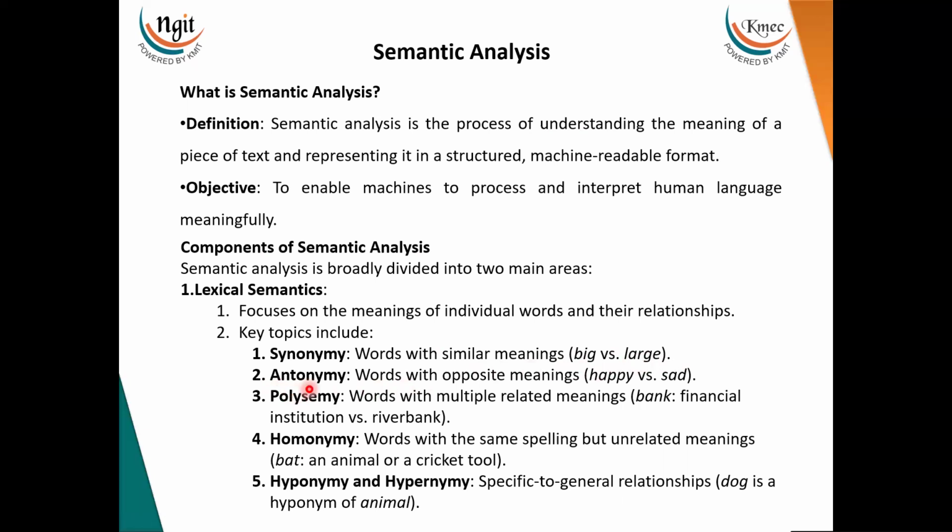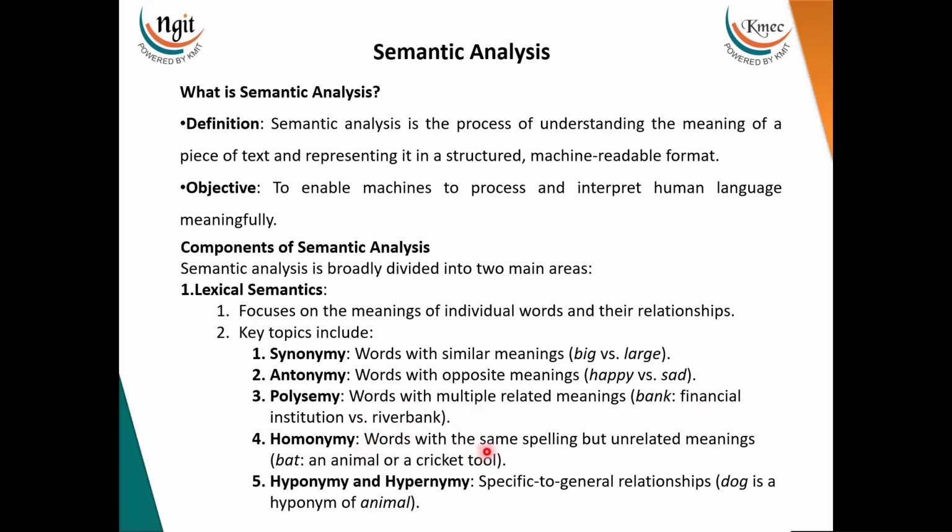And second is antonymy. Words with opposite meanings, we call them antonyms. Happy versus sad. Then polysemy: words with multiple related meanings. Bank, financial institution versus river bank. Polysemies are the words which convey different meanings when used in different sentences. For example, "I left the bank" can mean a financial institution or a river bank. These kinds of sentences give us an ambiguity. So those are polysemies, the words with multiple related meanings.